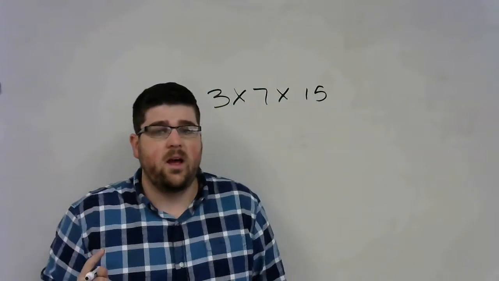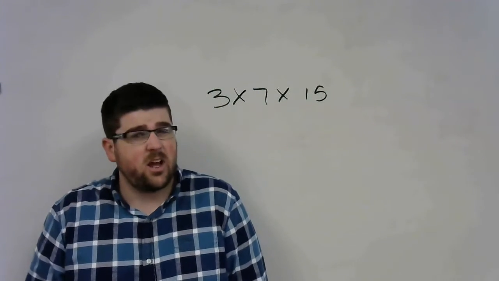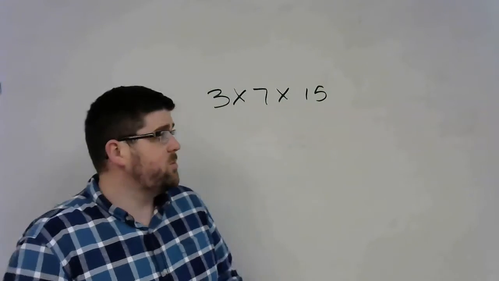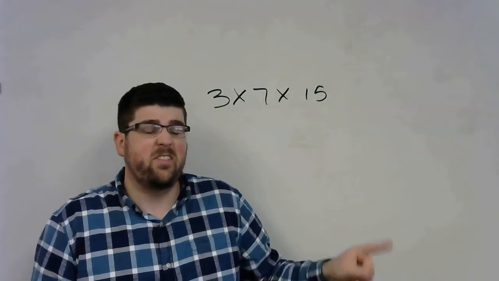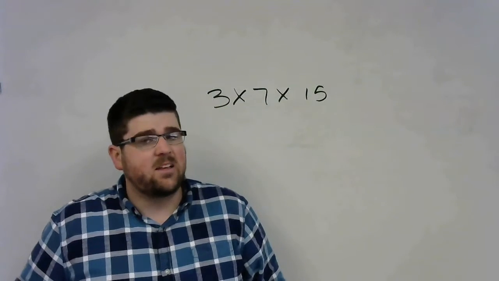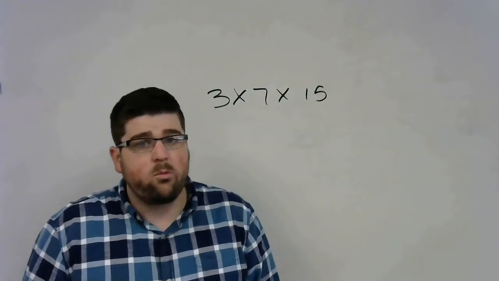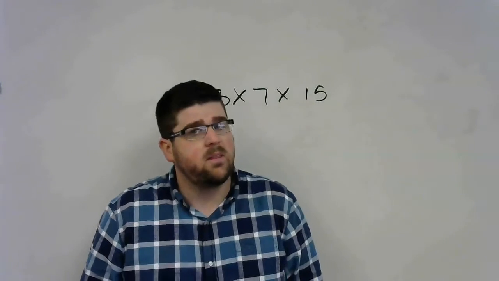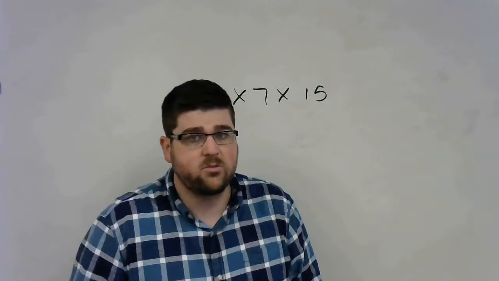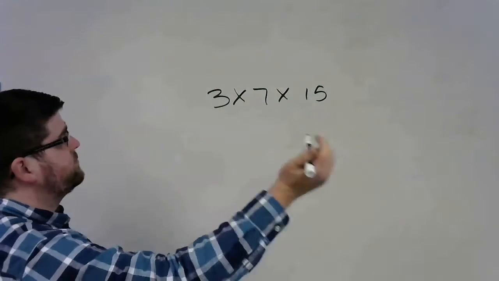Okay. To do that, it's actually not too bad. All we have to do is multiply two of these numbers together and then multiply the product of that one times the last one. So what I would recommend doing is pick the numbers that for you are probably going to be the easiest to multiply together. Let me show you what I mean.